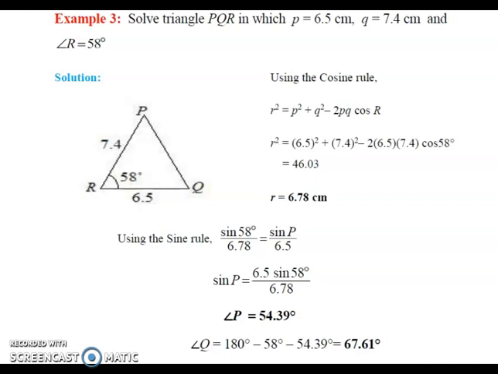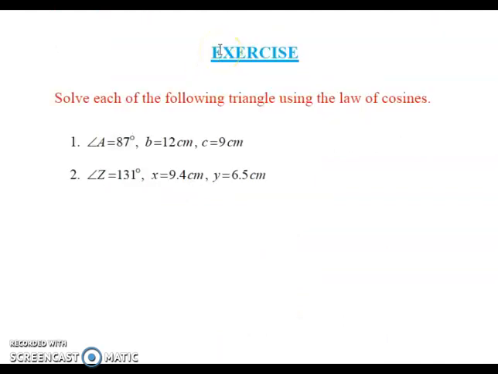This brings us to the end of this tutorial. In this tutorial, we have learned the law of cosines. Here are some self-assessment questions for you to solve. Solve each of the following triangles using the law of cosines.